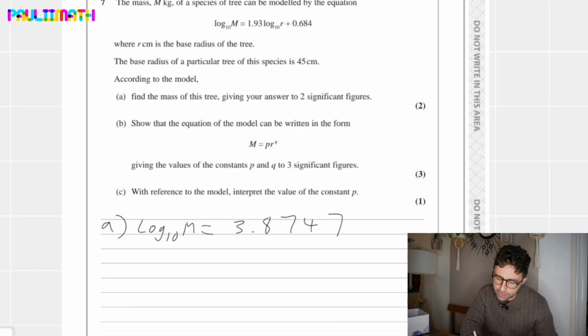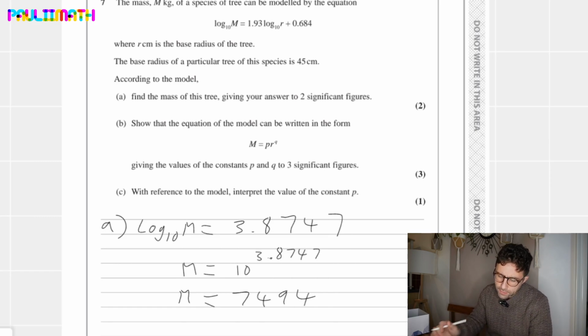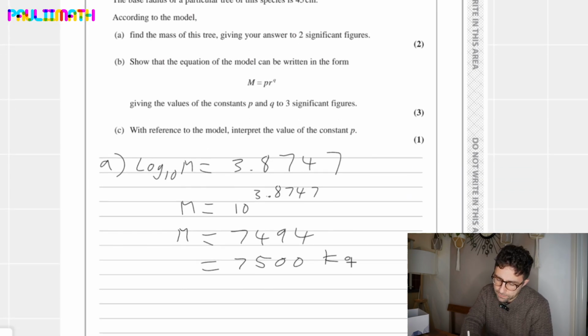I might just keep that on my calculator, because the way to undo it is going to be 10 to the power of that. So if I just do 10 to the power of answer, clever stuff really, you'll get 7494. To 2 significant figures, 7,500 kilograms.